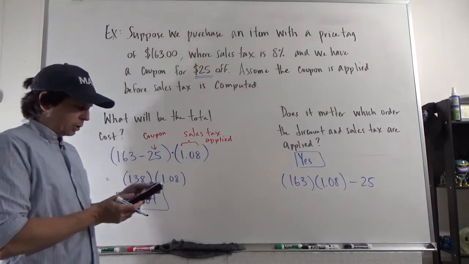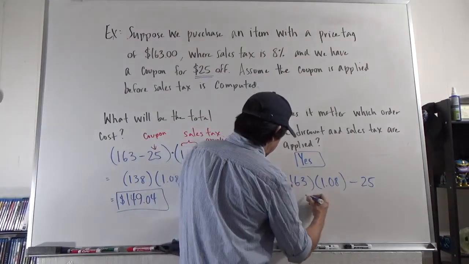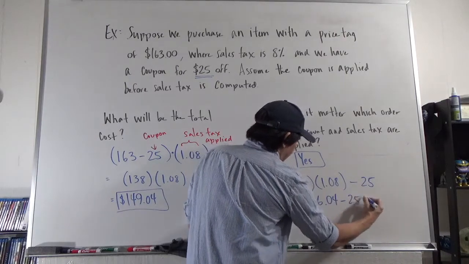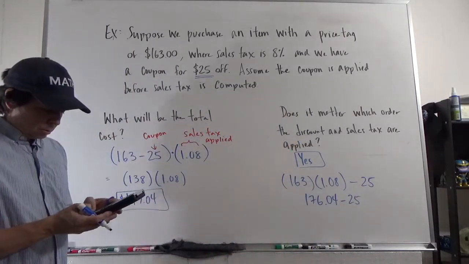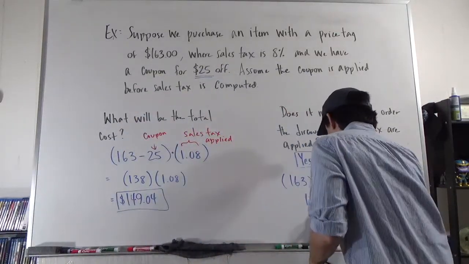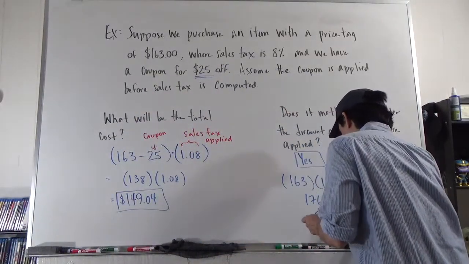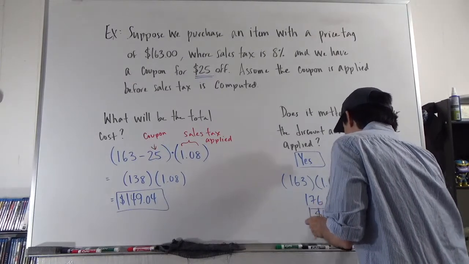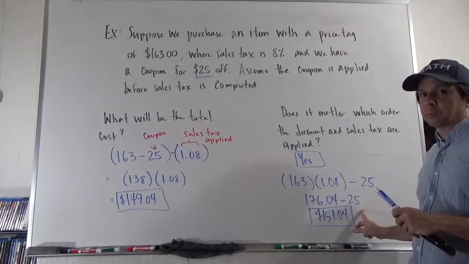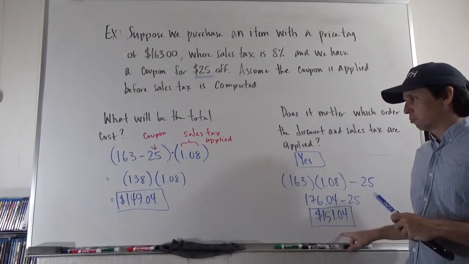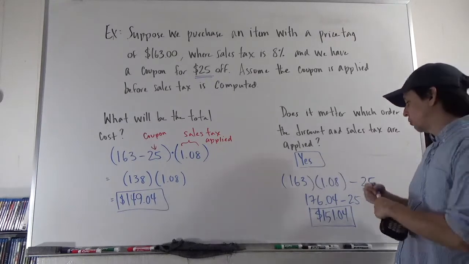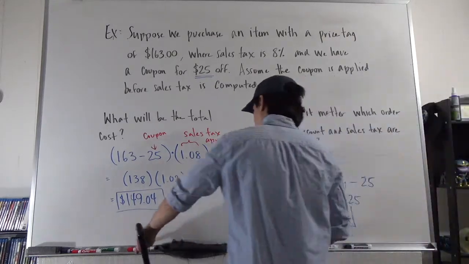Okay, 163 with sales tax applied is 176.04. And then if we apply the $25 off after that, we get 151.04. So definitely don't give them the coupon after they've rung it up, because if they take $25 off after they applied sales tax, it's worse for you. Okay, so yes, the order matters. Different answer. Let me write that in clearly.